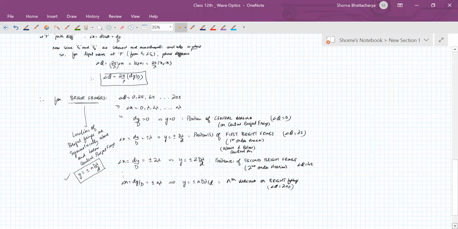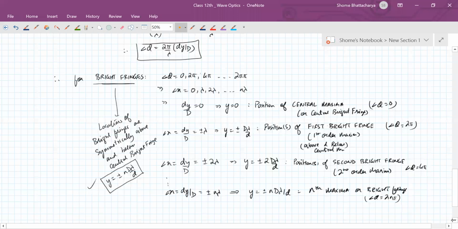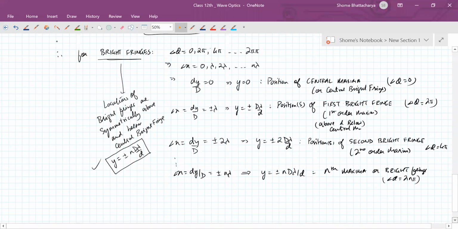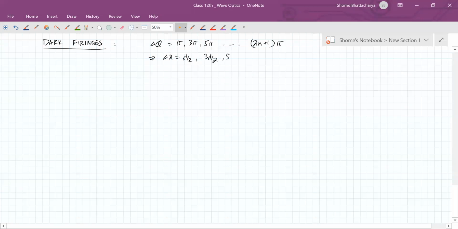Okay, so these are the positions of the bright fringes. Now, similarly, position of the dark fringes. They are nothing but positions where the phase difference is an odd multiple of pi. So dark fringes, they are the positions at which delta phi is of the order of 2n plus 1 or 2n minus 1, however we write it, an odd multiple of pi. So correspondingly, path difference delta x will become either lambda by 2 or 3 lambda by 2, 5 lambda by 2, or like this an odd multiple of lambda by 2.